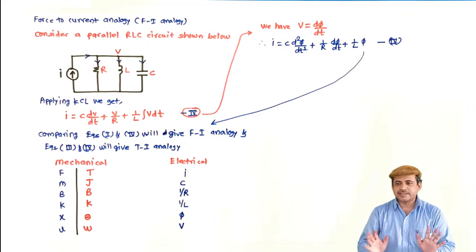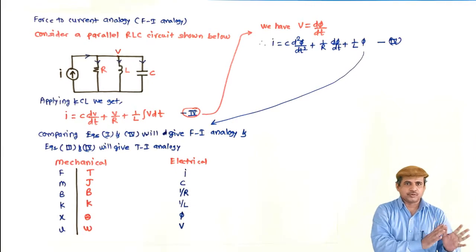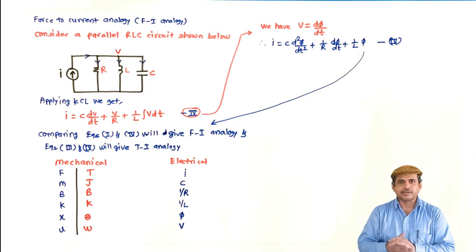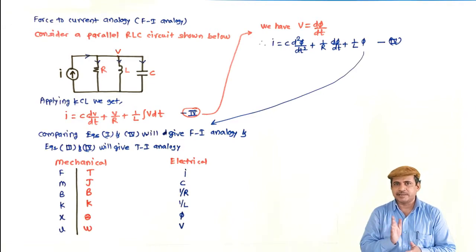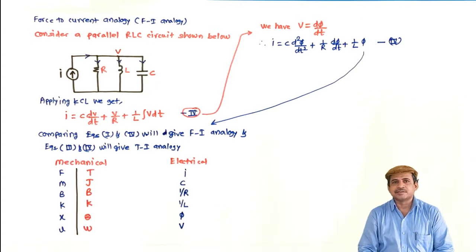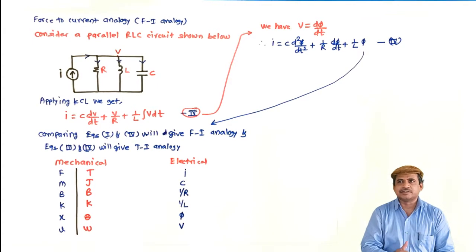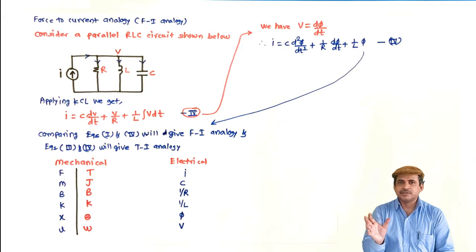So in this lecture we have developed the analogy between force and voltage and force and current. In the same way it was developed for the rotational systems also, to get the analogy between torque and voltage and torque and current. It is enough in this lecture. In the next lecture we will solve a couple of examples in which we will consider mechanical systems and develop their analogous electrical systems using the force to voltage analogy and the force to current analogy.